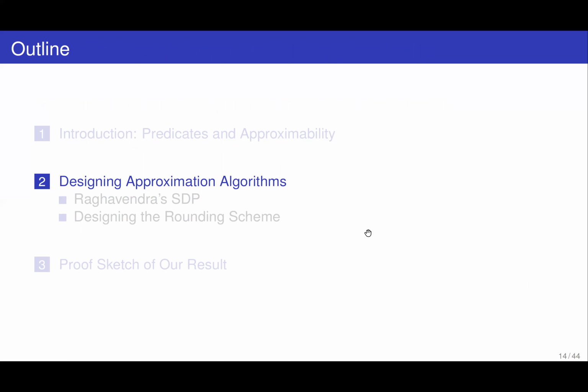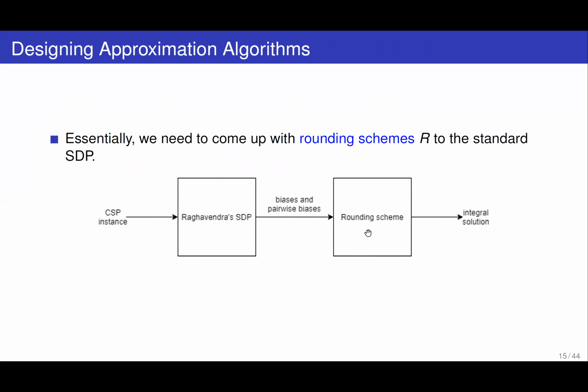Now let's discuss a few techniques to design approximation algorithms in order to show that a predicate is approximable. Our approximation algorithm will consist of two steps. We first solve Raghavendra's semi-definite programming relaxation on the given CSP instance, which will produce a set of biases and pairwise biases. And then we need to come up with rounding schemes which take these biases and pairwise biases as inputs and output an integral solution to the original CSP instance.